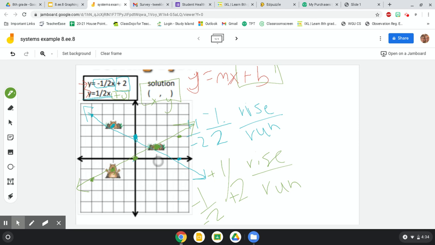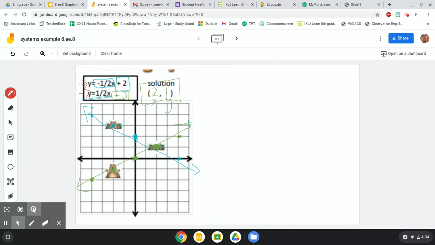So I'm going 2 and it went up 1, so to the right 2, up 1, so that's a positive 1 on my y. So my solution should be 2 comma 1. At this point in time, I have to check that. Okay, so I'm going to get rid of this stuff right here.